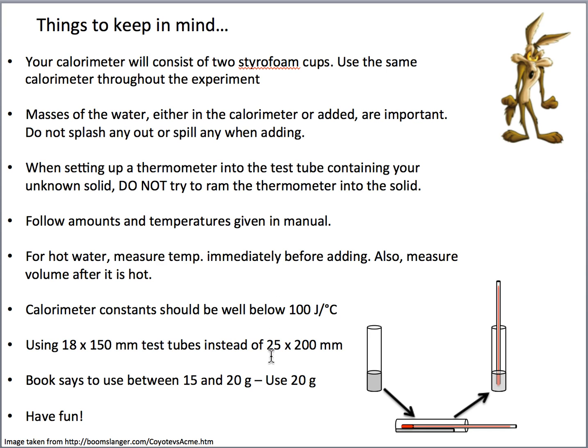The lab manual indicates that you should use 25 by 200 millimeter test tubes. We're going to be using 18 by 150. They work just fine, and you'll be checking those out from the stockroom. And then the book also says to use between 15 and 20 grams. You're going to want to use 20 grams for this to work well. So make sure you use around 20 grams, not 15.